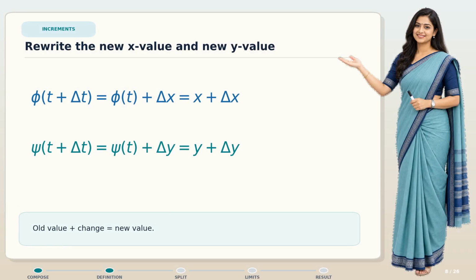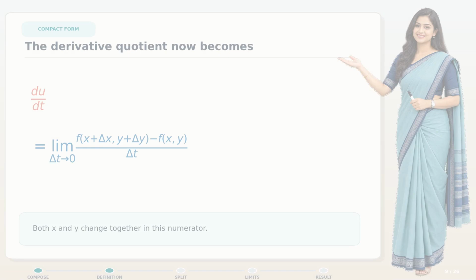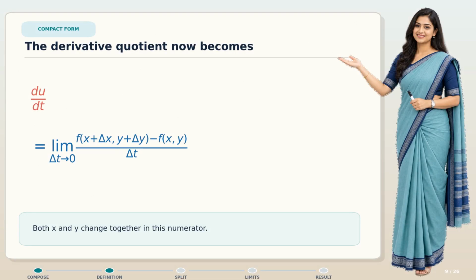From the definition of delta x, phi of t plus delta t equals phi of t plus delta x. Since phi of t is x, this becomes x plus delta x. Similarly, psi of t plus delta t becomes y plus delta y. This is only the familiar idea: the old value plus its change equals the new value. Use x plus delta x for the new x value and y plus delta y for the new y value. The derivative quotient becomes f of x plus delta x, comma y plus delta y, minus f of x comma y, all divided by delta t.